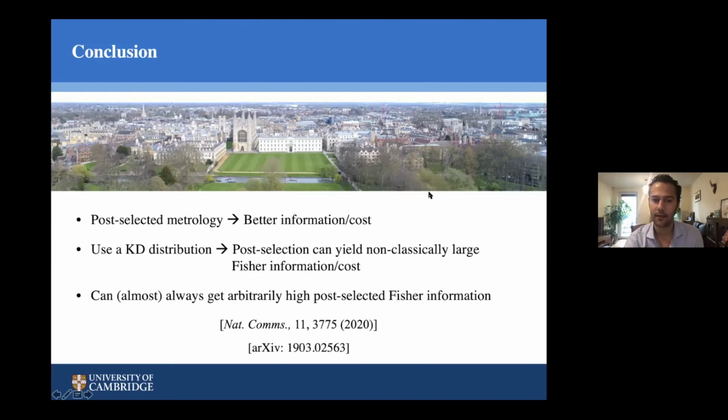quantum mechanically. And then we use the KD distribution, Kirkwood-Dirac's distribution, to show that in quantum experiment, post-selection can give you non-classically large information per cost rates. So basically, post-selection can be better quantum mechanically than it can classically. And in the end, we saw these numerics that you can almost always get an arbitrarily high amount of post-selected Fisher information, at least if you're in dimension 3 or larger.